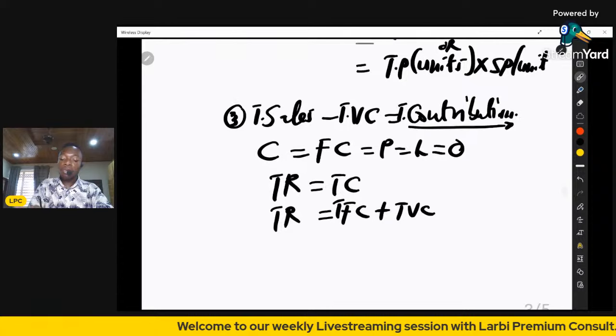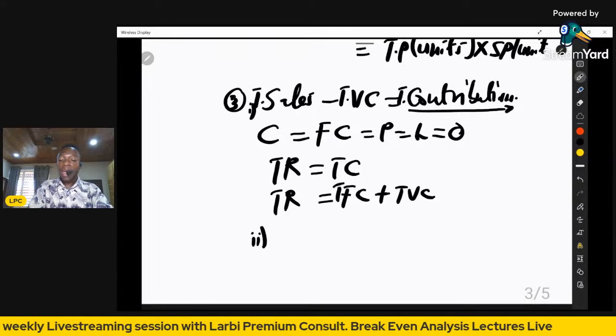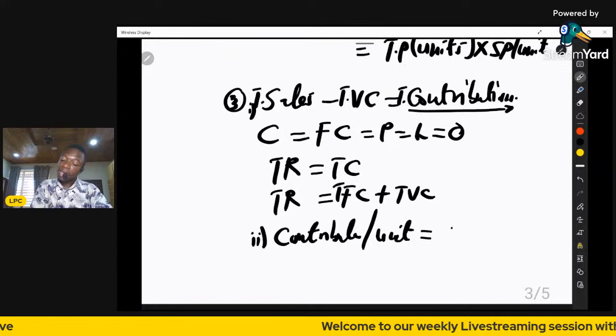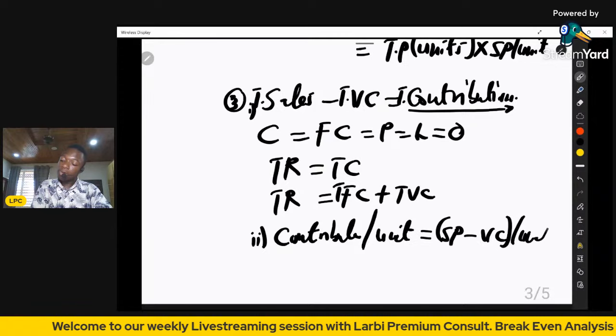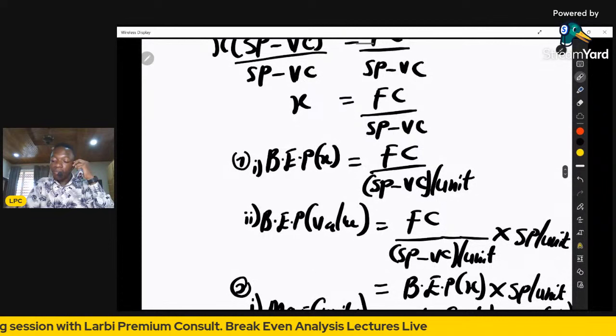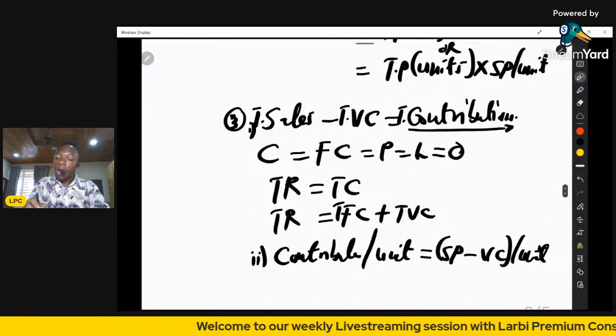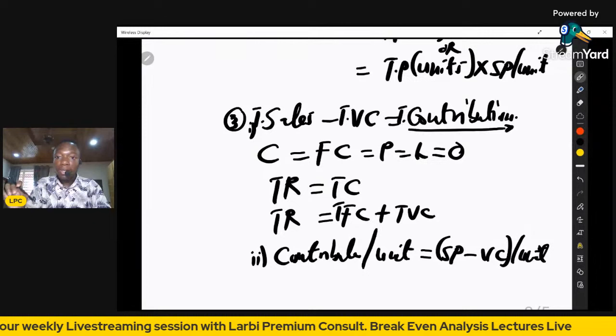Maybe we also want to define contribution per unit, so that becomes formula 3i. If we want to define contribution per unit, then we say that contribution per unit should be equal to the selling price per unit minus the variable cost per unit. This is what we have been using throughout when it comes to the break-even formula, the denominator. So you have selling price minus variable cost, all per unit, and we get our contribution per unit. But total contribution is equal to our total sales minus total variable cost, where we get our total contribution. So let's take note of that going forward.